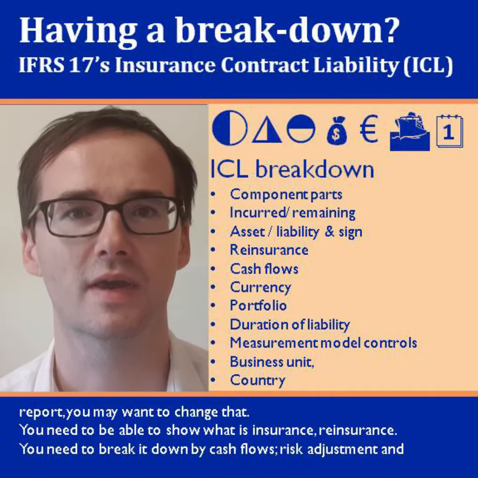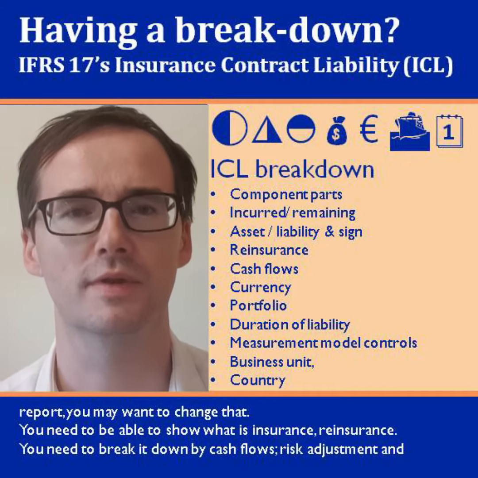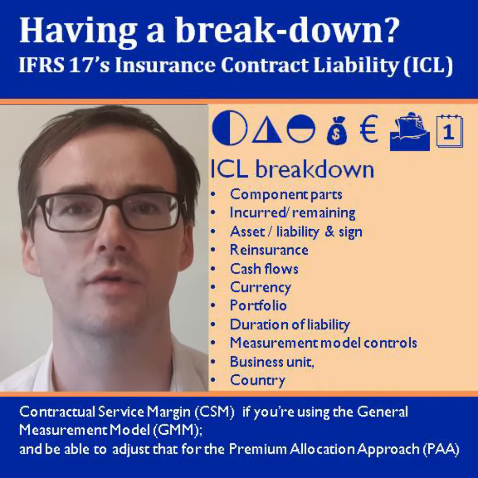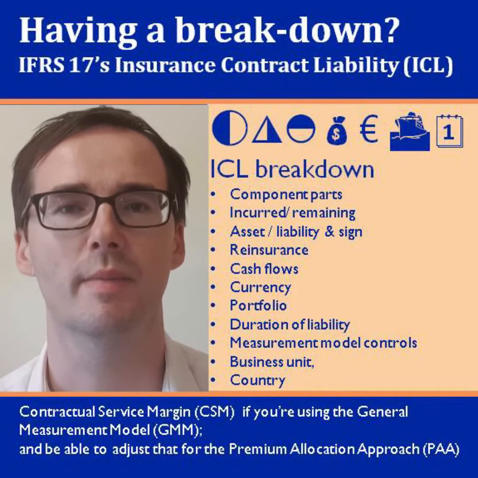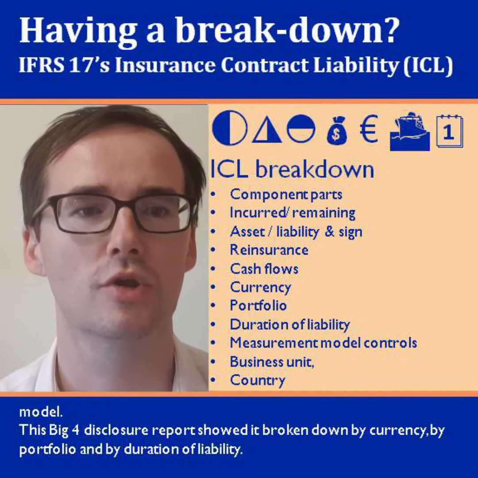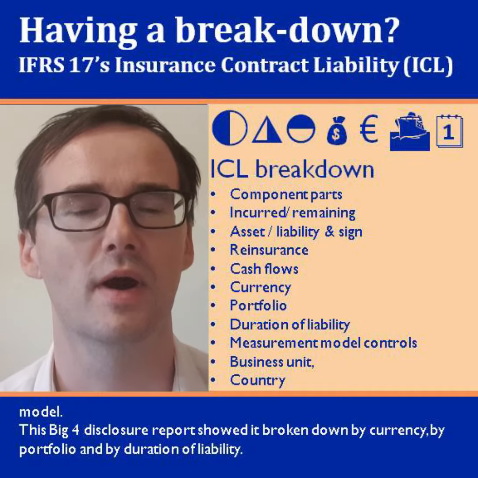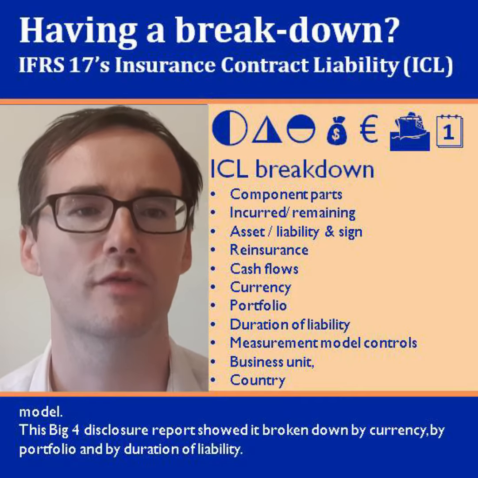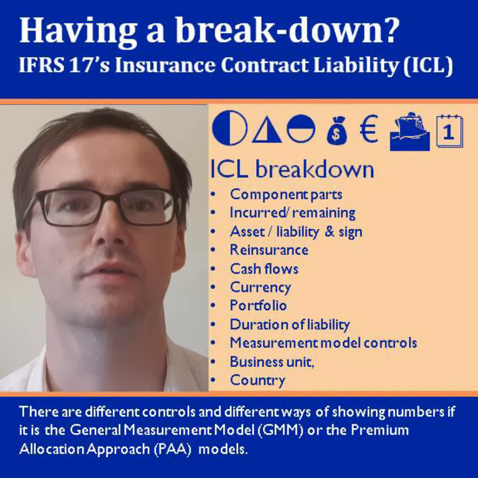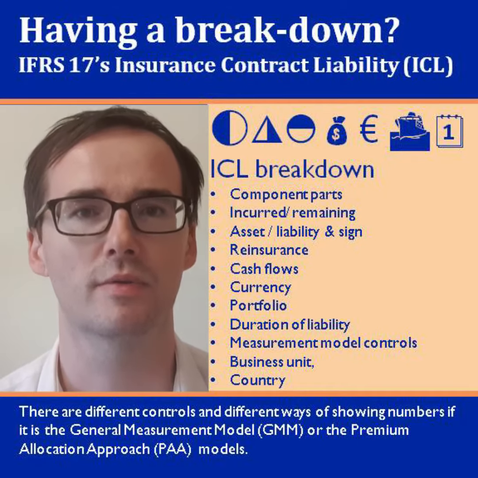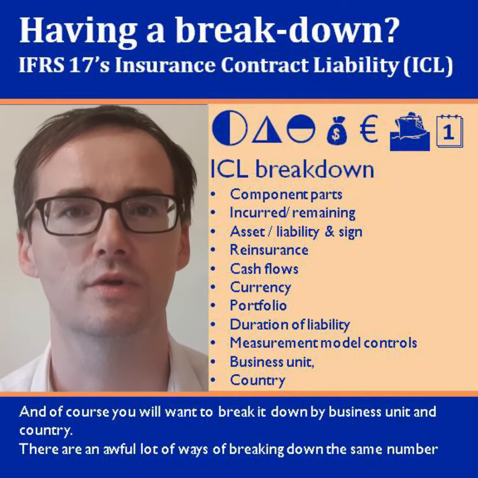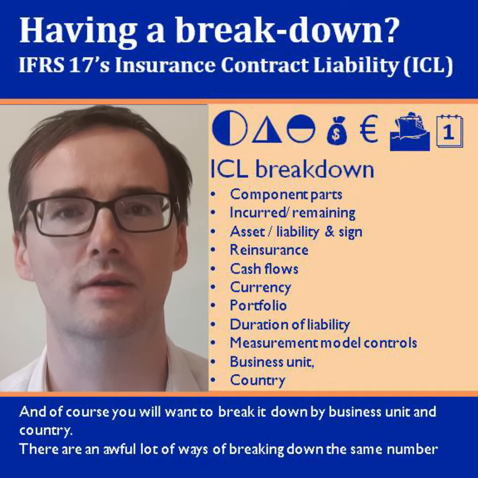You need to break it down by cash flows, risk adjustment, and CSM if you're using the general model, and be able to adjust that for the PAA, the Premium Allocation Approach model. This Big Four disclosure report showed it broken down by currency, by portfolio, by duration of liability. There are different controls and different ways of showing it if it is the GMM or the PAA models, and you of course will want to break it down by business unit and country.